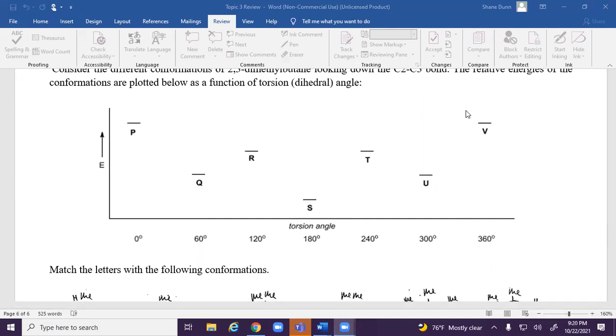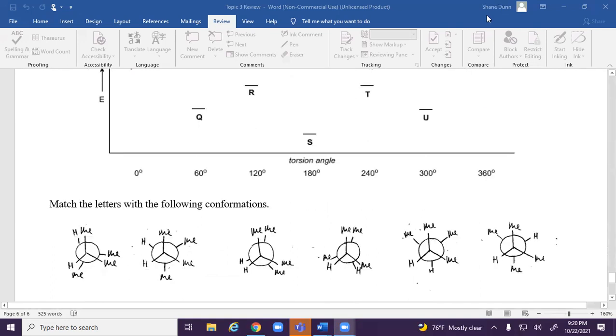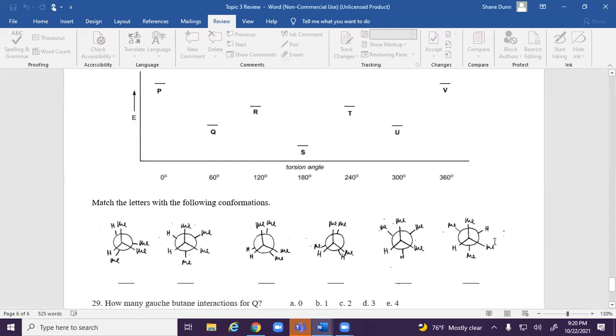So here's an angle. And what does E stand for? Energy. So P and V, highest energy, correct? S is? Lowest. Q and U are second lowest, and R and T are second highest. Knowing that, we have to label these guys. I'm going to make it a little bigger so we can see the diagrams.